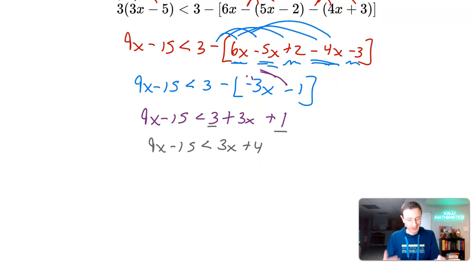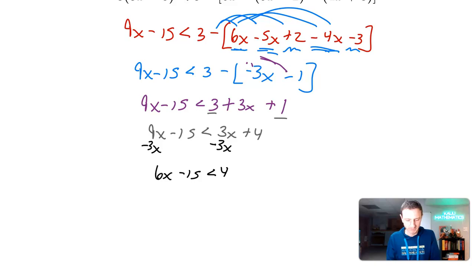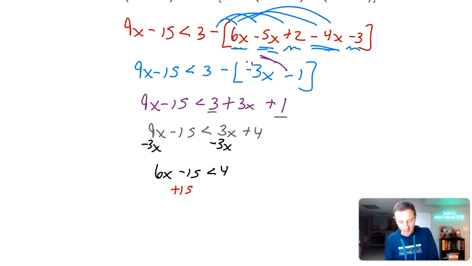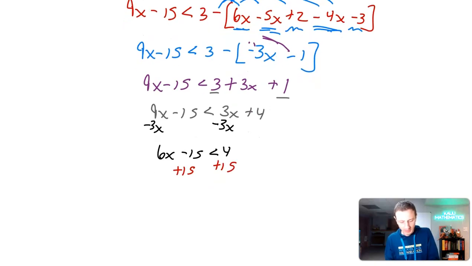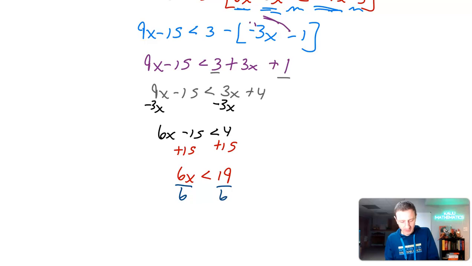Finally, we're starting to clean up a little bit. I'm going to subtract 3x from both sides. 9x minus 3x is 6x minus 15 less than 4. Add 15 over, and I get 6x is less than 19. And last step, divide by 6. So x is less than, and that does not simplify nicely, so that's just going to be 19 over 6.